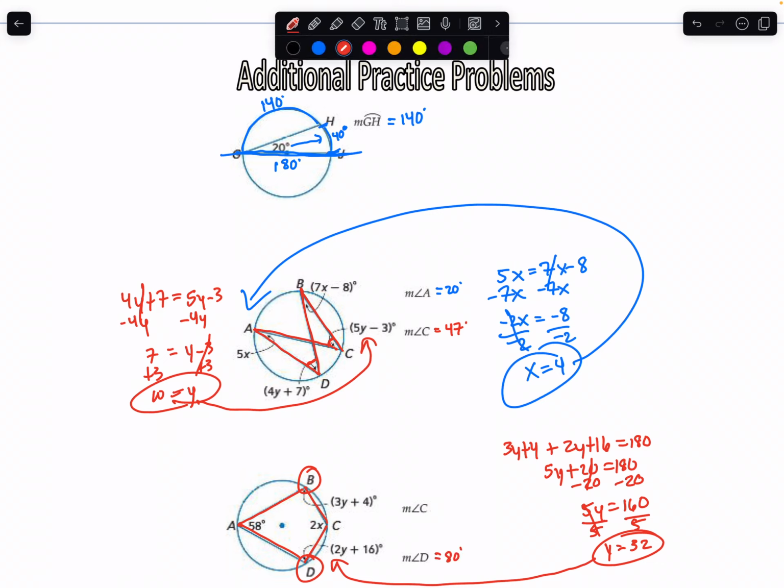Angle C is on the other side. Angle C is opposite to angle A. That means that these two angles add up to 180. 2x plus 58 equals 180. Let's solve for x. Minus 58. 2x equals, what do you got, 122? Divide both by 2. X equals 61. If I want to find the measure of angle C, I take the value and I plug it in for C, which is just 2 times x. So 2 times 61 is 122 degrees.